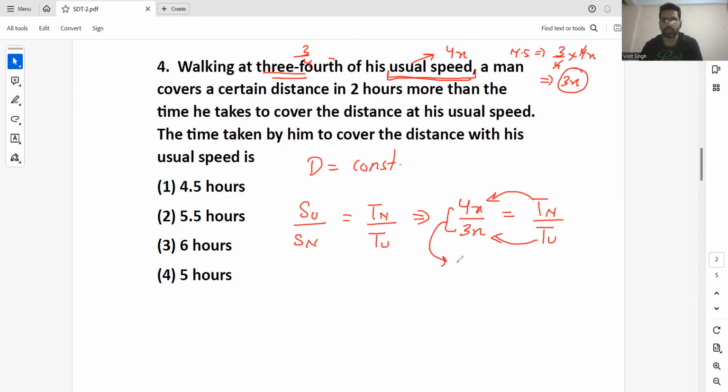The difference is x. Now this x is equal to 2 hours, and we have to find the time taken by him to cover the distance with his usual speed, meaning usual time. X is 2, so 3x is equal to 6 hours. So he will take 6 hours to cover the distance with his usual speed. Getting my point?